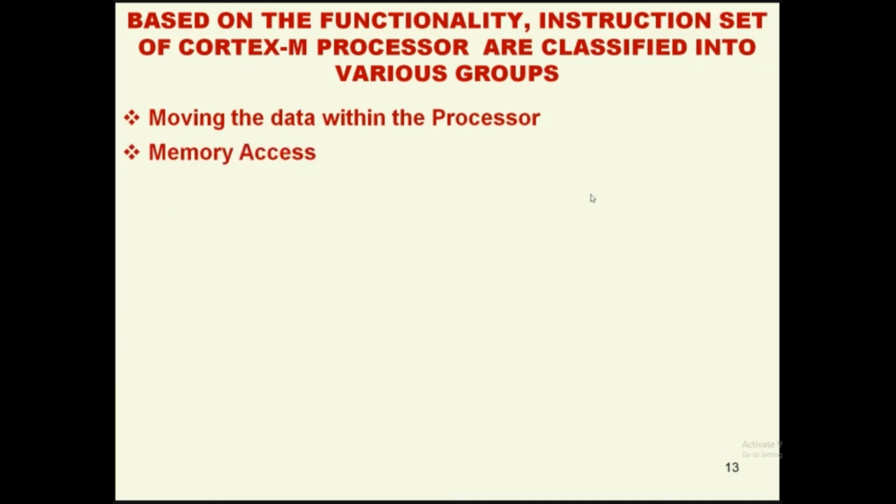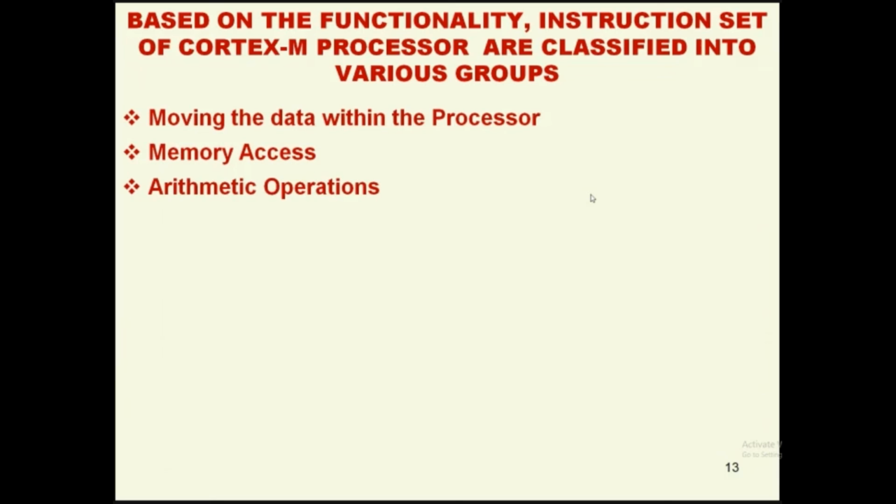So based on the functionality, the instruction set of Cortex-M processors is classified into various groups. In the first group, we are talking about moving the data within the processor, as discussed right now. If we are moving the data between the registers, then moving the data between the registers within the processor means between registers and special registers and the conventional registers. And the memory access instructions, which include the load store architecture.